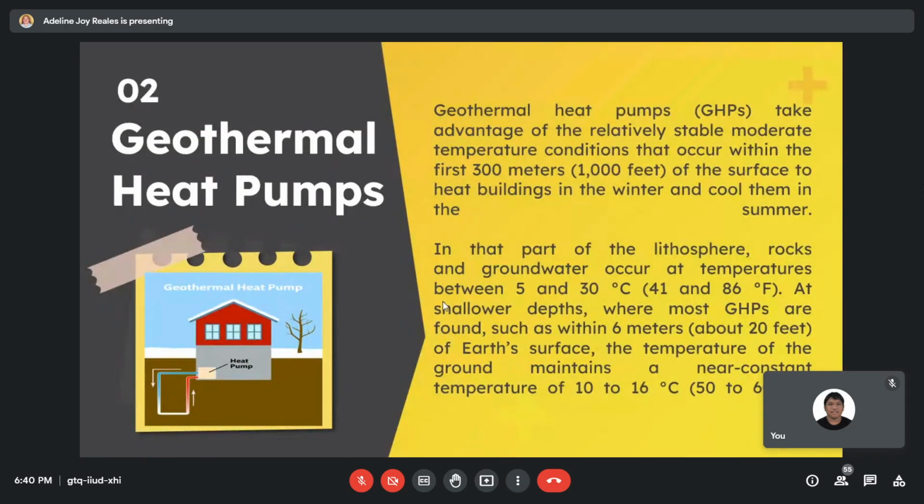Next is geothermal heat pumps. Geothermal heat pumps take advantage of the relatively stable, moderate temperature conditions that occur within the first 300 meters of the surface of the Earth to heat buildings in the winter and cool them in the summer. In that part of the lithosphere, rocks and groundwater occur at temperatures between 5 and 30 degrees Celsius. At shallower depths where most GHPs are found, such as within 6 meters of the Earth's surface, the temperature of the ground maintains a near constant temperature of 10 to 16 degrees Celsius.